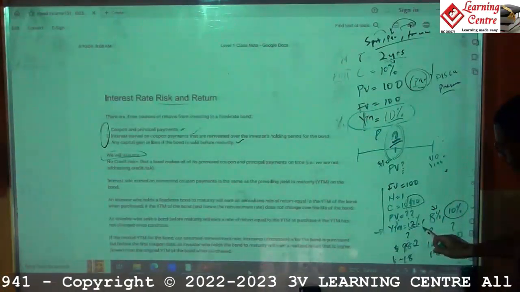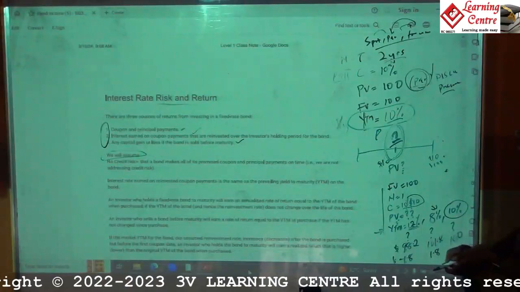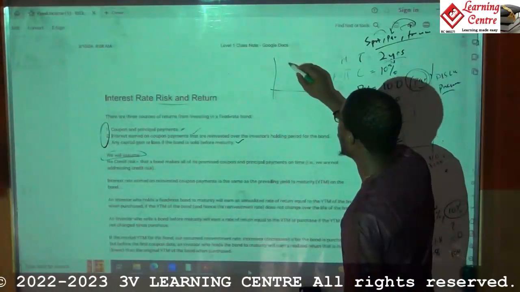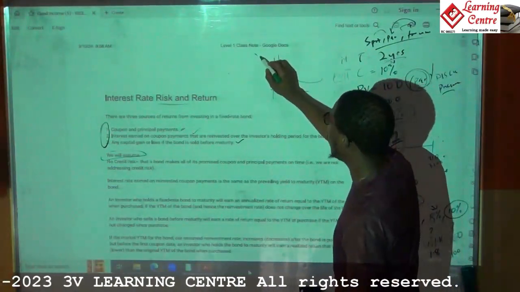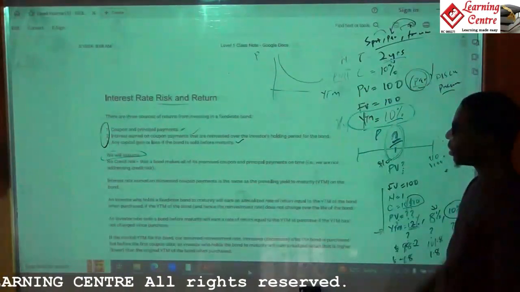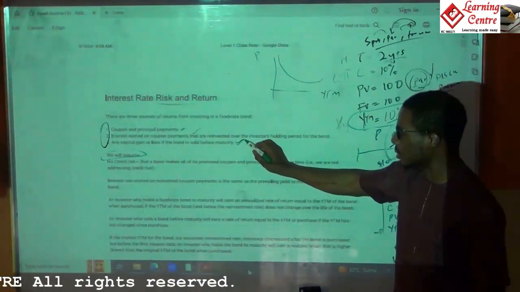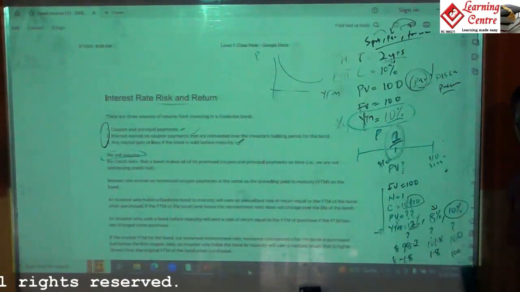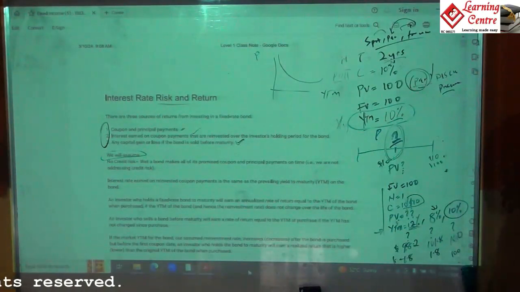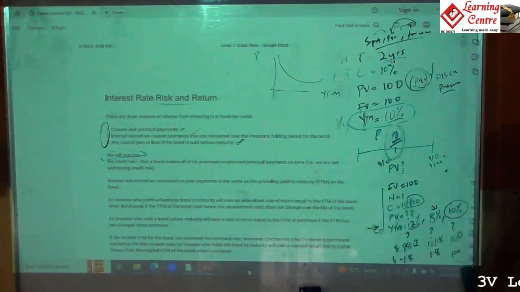So what we're trying to say is, if the market yield goes up, the bond price goes down. Remember, this is our curve, whereby the price of the bond is inversely proportional to the YTM. And that's what this level 3 is trying to say: the capital gain or loss if you sell the bond prior to maturity depends on where the prevailing yield is at the time of sale.